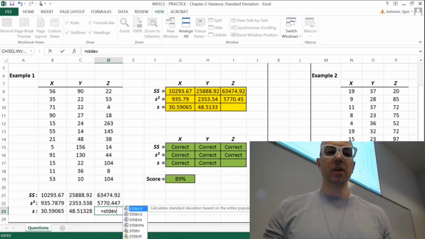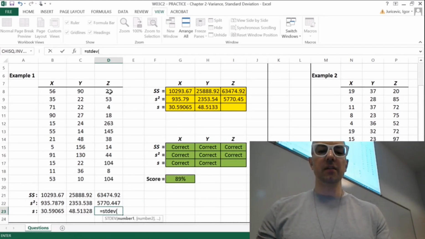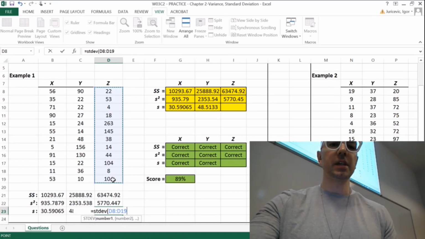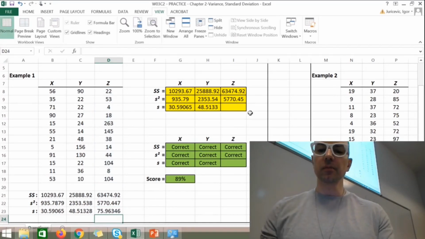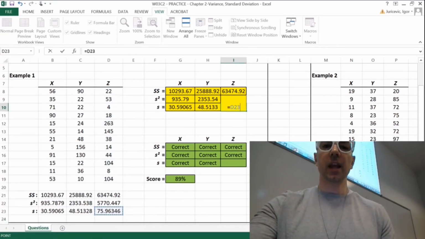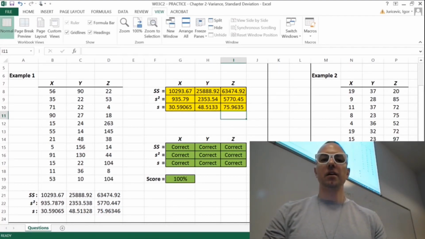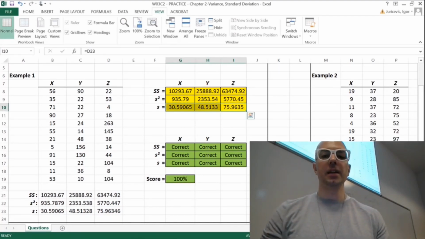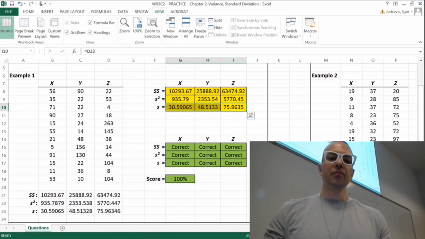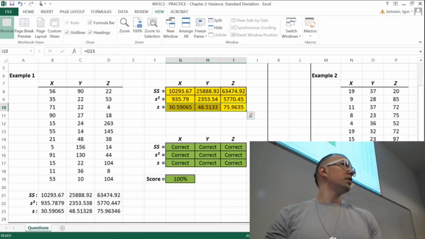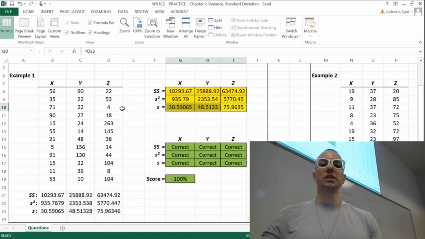And then finally, for our Z scores, STDEV. Open your parentheses, highlight your scores, close those parentheses, and we have a standard deviation of 75.9. So notice here that we have discovered that scores on the Z scores are very widely distributed, right? There's a lot of difference between the scores on the Z scores.